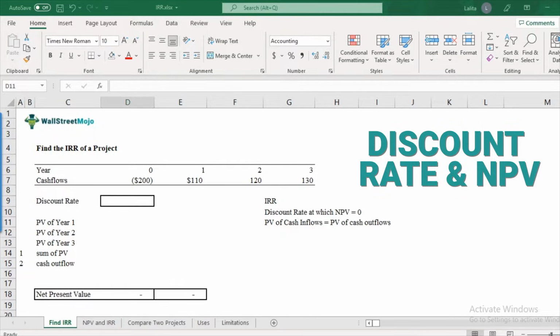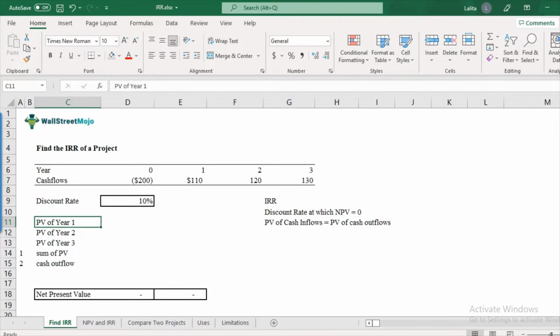So here in this case, as a first step to finding the IRR, we will assume a discount rate. Let's assume that it is 10%. With that, we will first find out the net present value of this project. Once we get the net present value at 10%, we can use some iterative methods to find a point at which net present value becomes 0. We'll come to that, but let's first calculate the net present value of this project, and then we'll do the iteration method later.